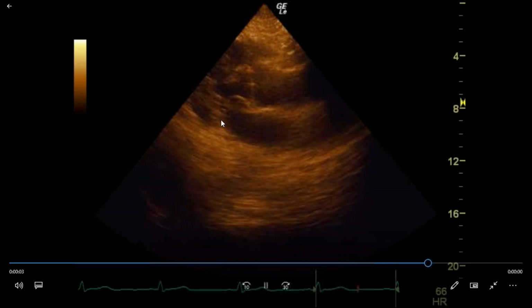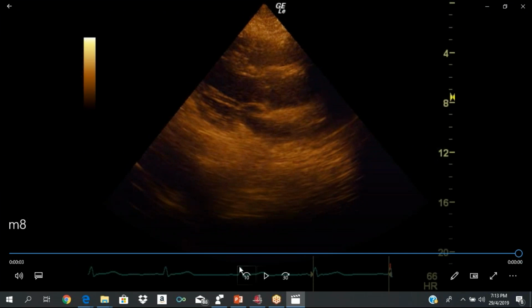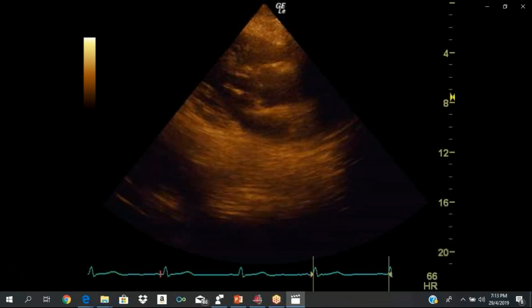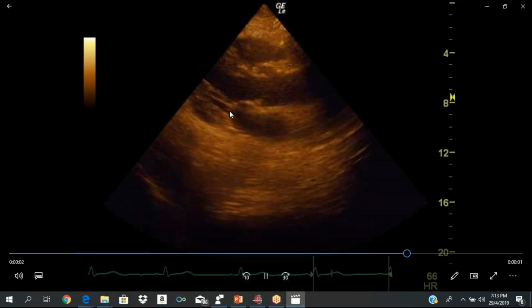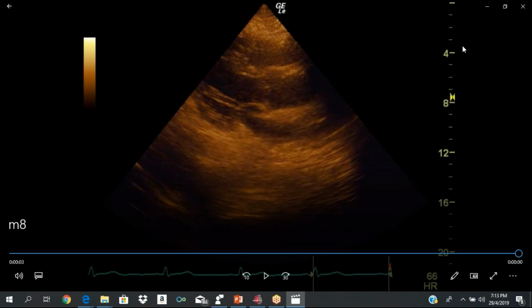Okay, so again, in systole, your aortic valve opens. In diastole, the mitral valve opens. When the heart contracts, the muscle thickens.